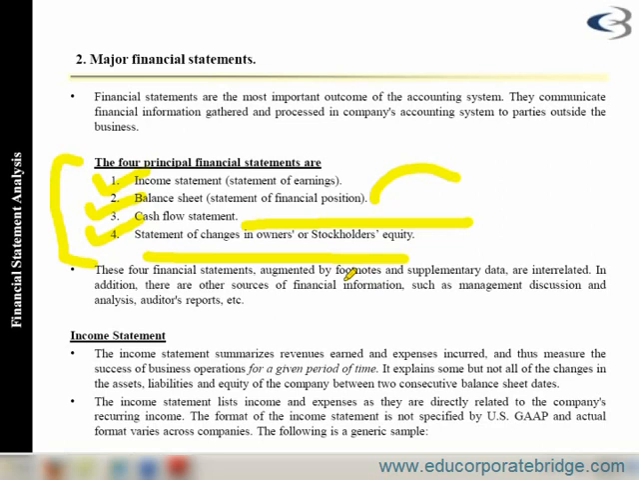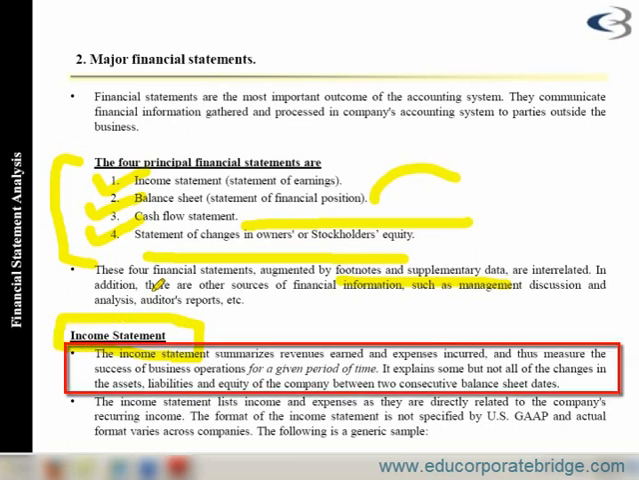Along with these four statements, footnotes and supplementary data are the next important part, which are useful for analyzing the financial statements. We will go through all these four things one by one in great detail. So to start with, the first item would be the income statement. The income statement summarizes revenue earned and expenses incurred. That is, the income statement effectively shows my income for a financial year or for a reported period, that is, how much money I have earned.